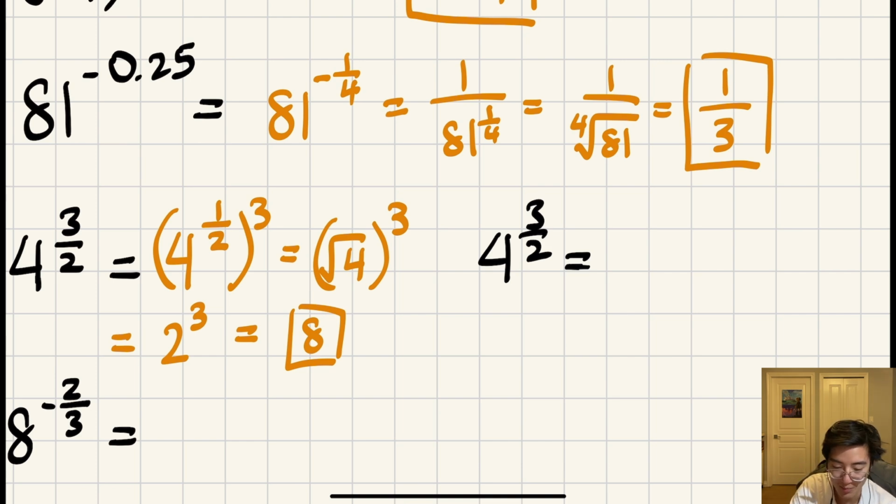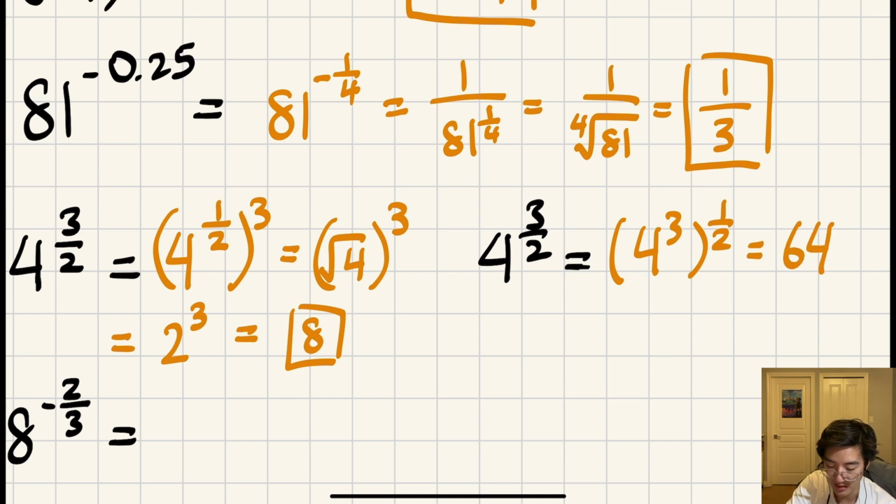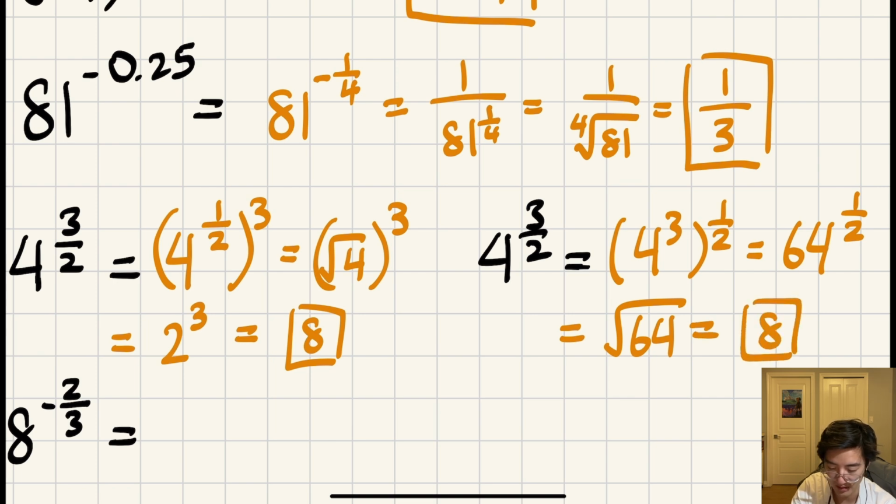Right? So instead of splitting it as 4 to the power of a half to the power of 3, we can also do 4 to the power of 3 to the power of a half. Right? And that gets us 4 cubed is 64. 64 to the power of 1 over 2, which means the square root of 64, which also gets us 8.